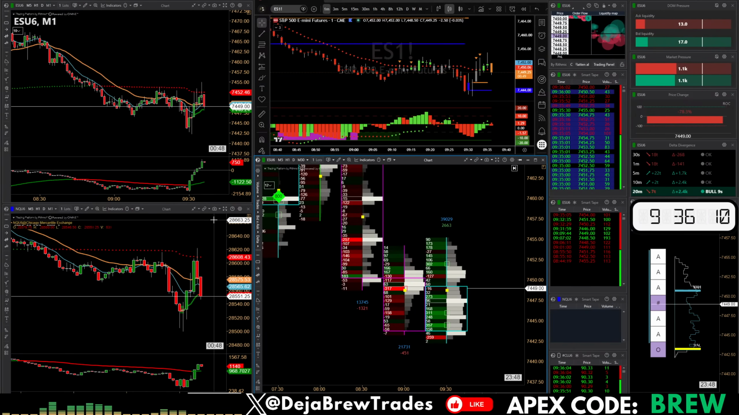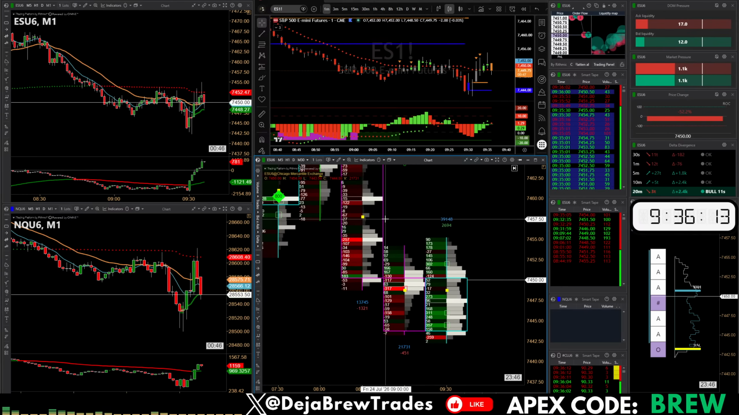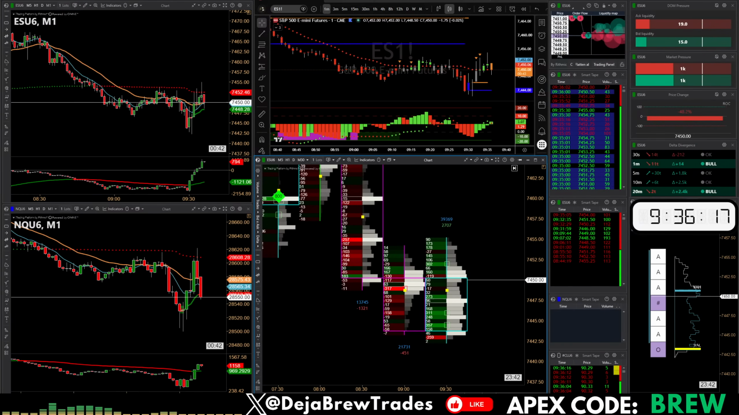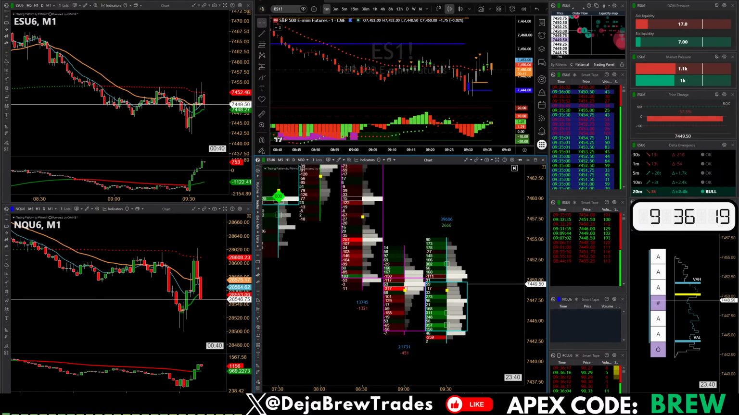Failing VWAP yet again. Very similar to yesterday. Very common in a lowercase b. The bear flags in a VWAP are pretty strong during lowercase b's.